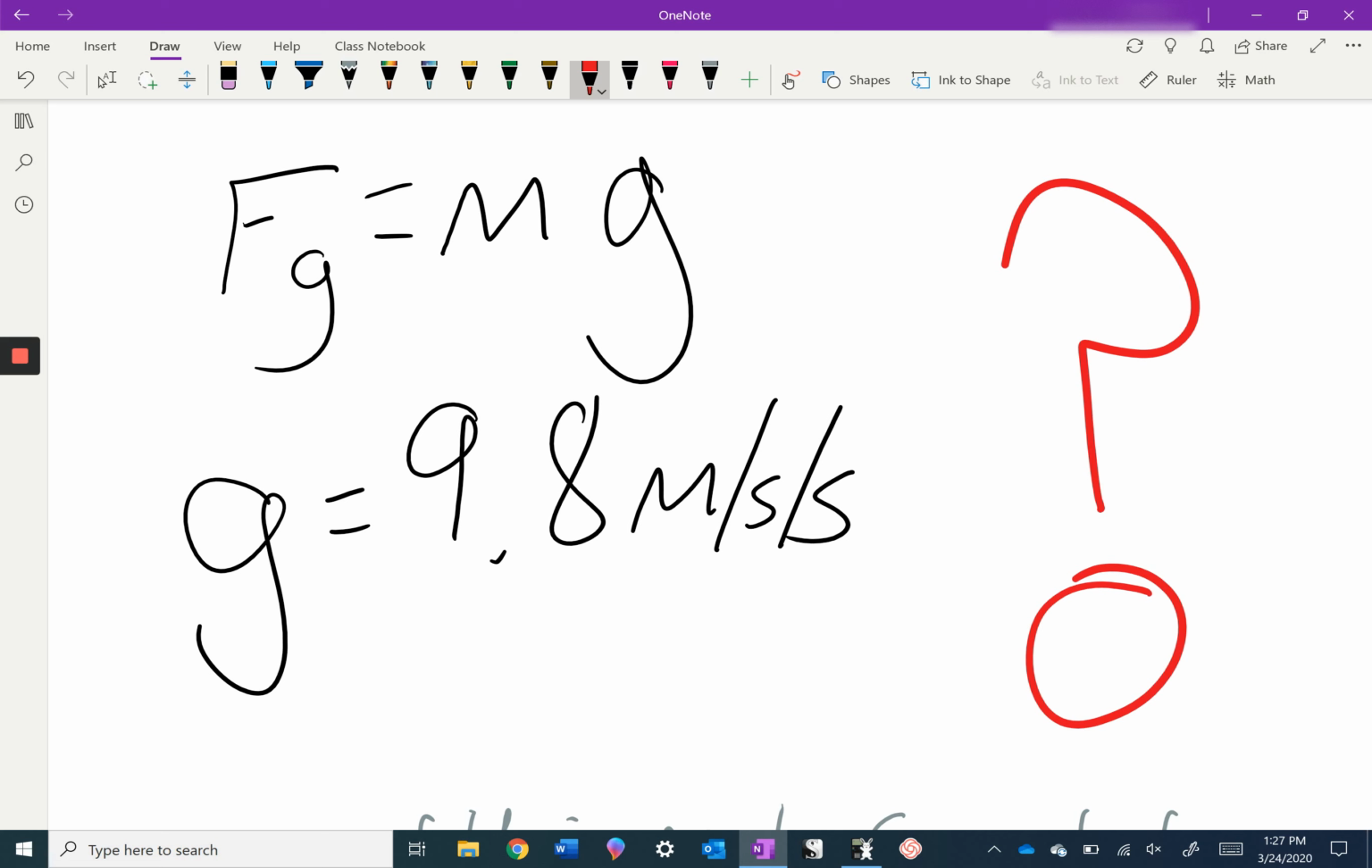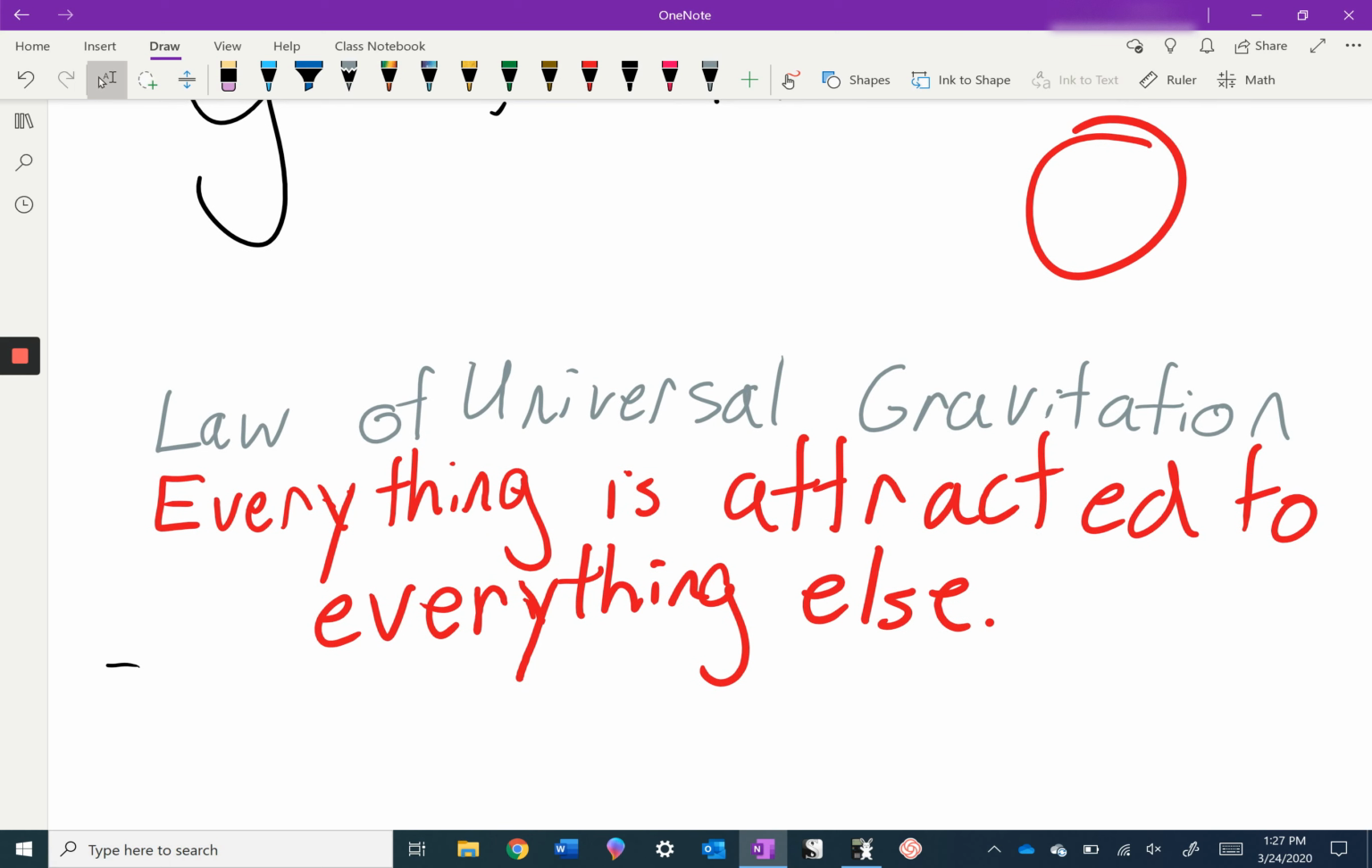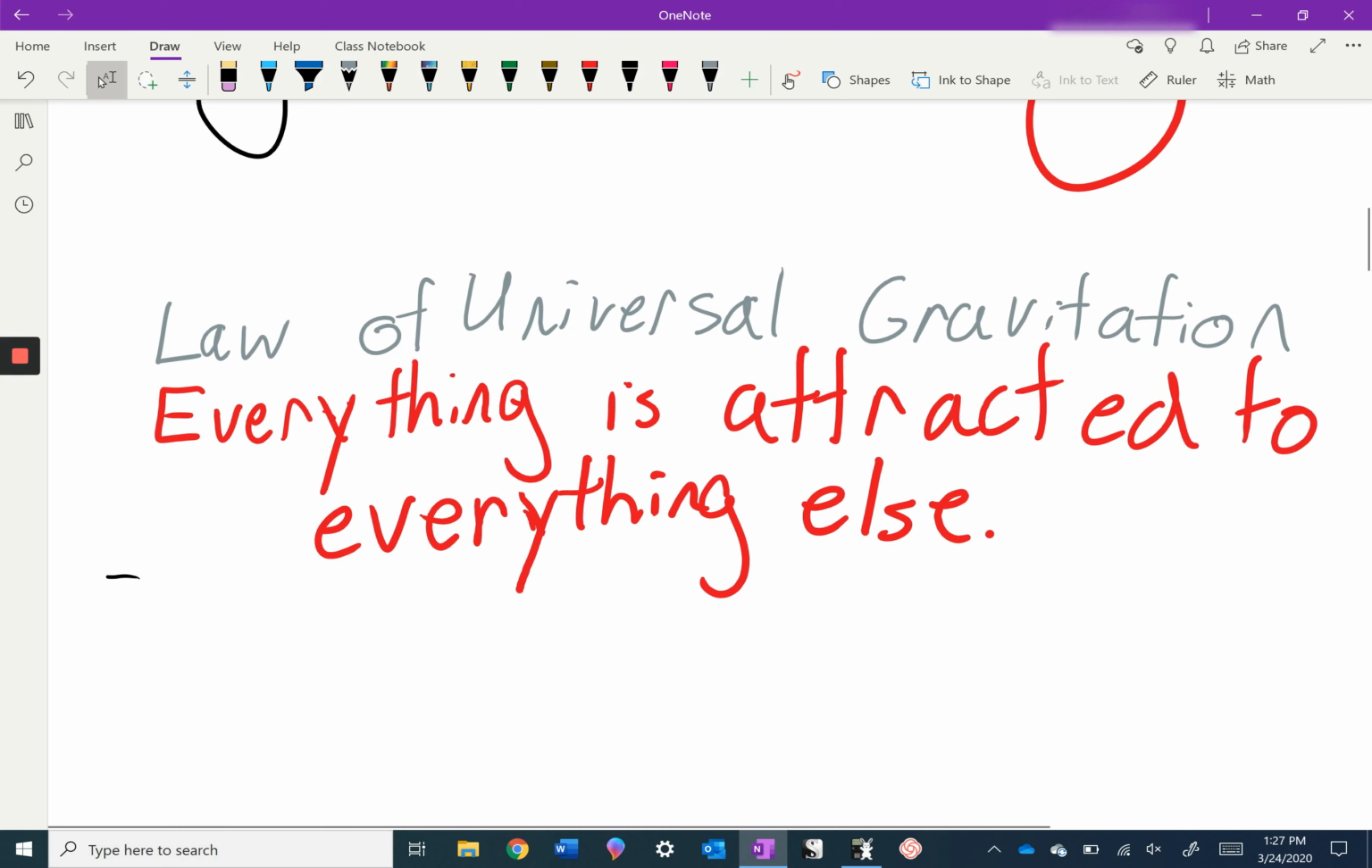So what we're going to do is look at where that 9.8 comes from. And it comes from a lot of extensive experimentation and a little thing called Newton's law of universal gravitation. Newton's law of universal gravitation states simply, everything is attracted to everything else.